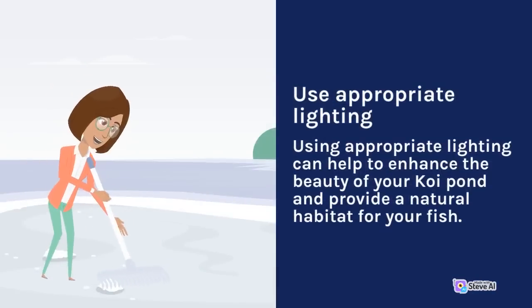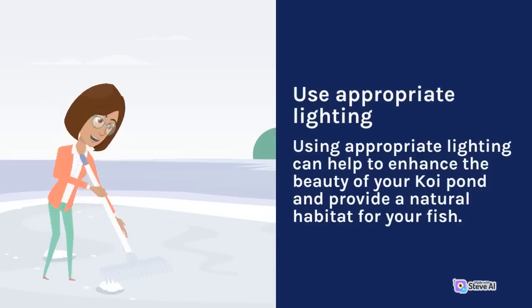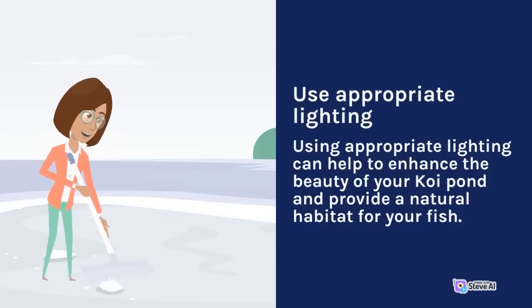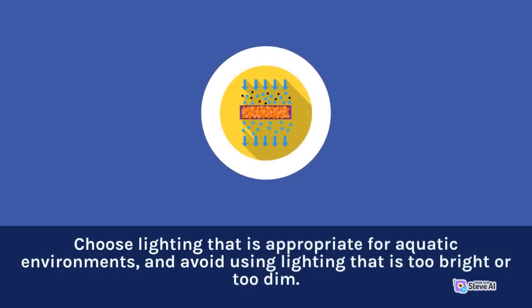Use appropriate lighting. Using appropriate lighting can help to enhance the beauty of your koi pond and provide a natural habitat for your fish. Choose lighting that is appropriate for aquatic environments, and avoid using lighting that is too bright or too dim.